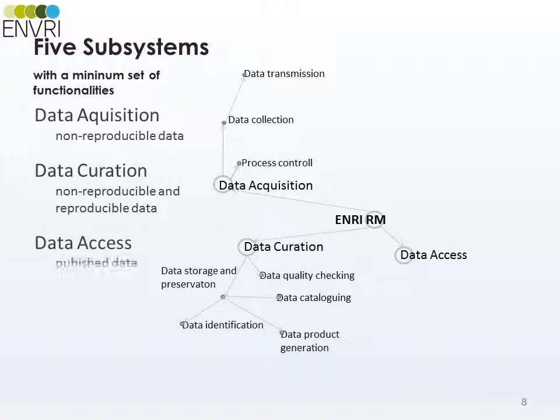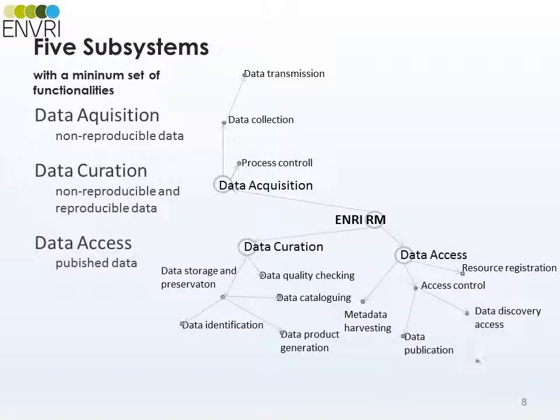The data access subsystem of a research infrastructure enables discovery and retrieval of scientific data subject to authorization. It deals principally with published data. The main functions of the data access subsystem include resource registration, metadata harvesting, access control, data publication, data discovery, and data citation.